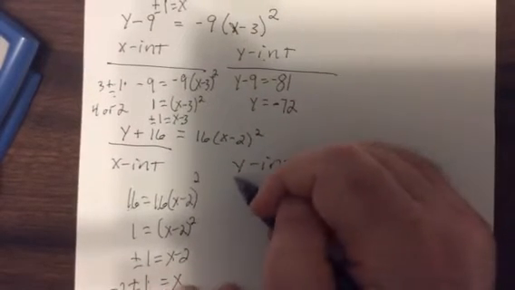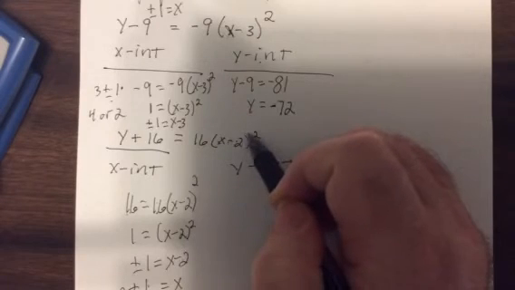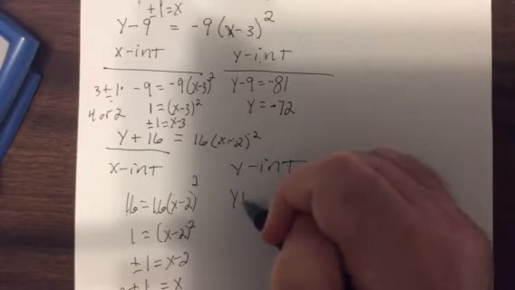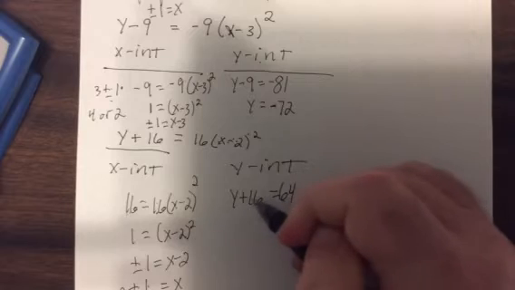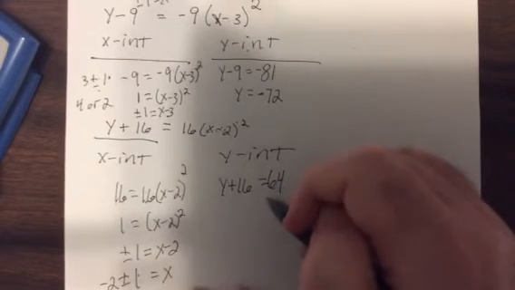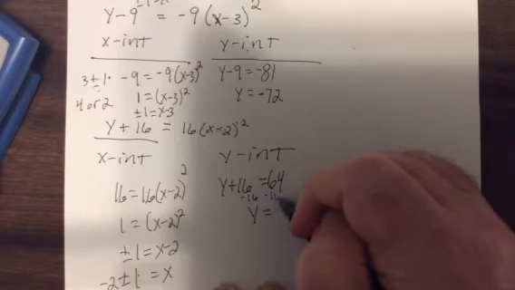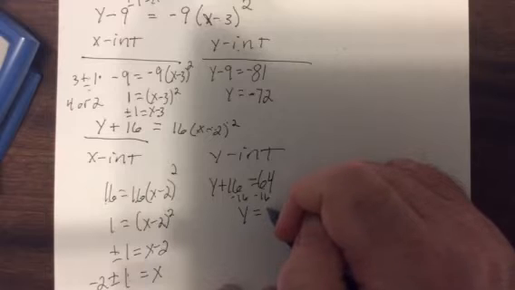Then the y-intercept, put 0 in for x. 0 minus 2 is negative 2. Squared is 4. 4 times 16 is 64. Holy cheese. Then you subtract 16. So y equals, let's see, 48.